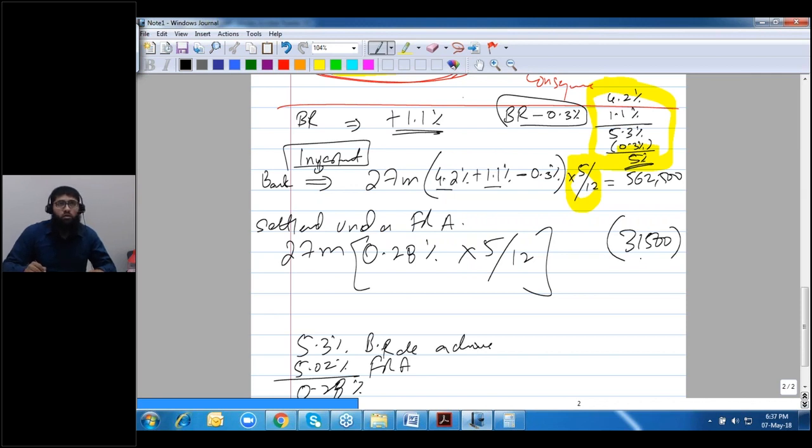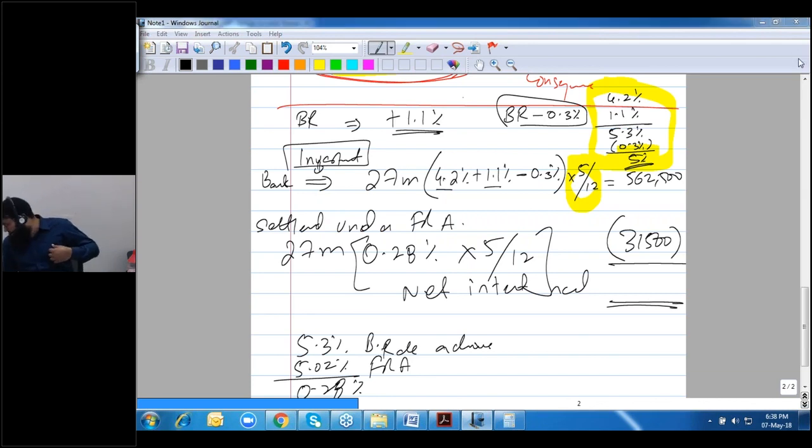$31,500. Okay. So how much is the net interest received? Okay, 531,000. So it is actually 531,000.